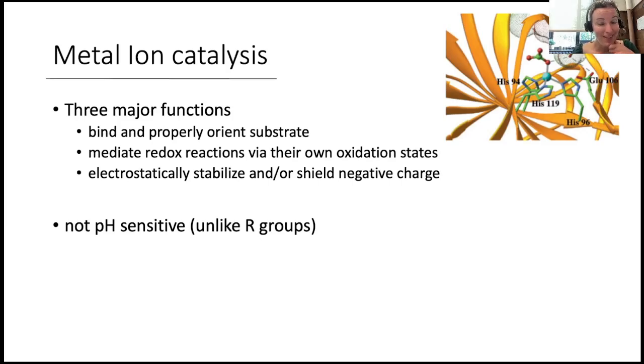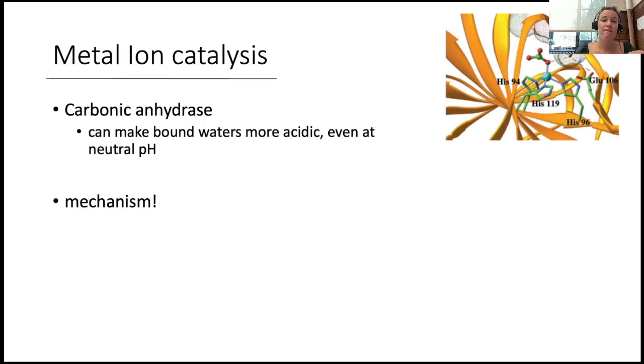Today we will see the metal ion do some electrostatic stabilization or shielding of negative charge. Something to keep in mind as well, folks: metal ions are not pH sensitive. Last time we were together, we talked about how these R groups are going to be the best at doing acid-base catalysis when pH is near pKa. Metal ions don't have a pKa, so that is not true for them. Finally, folks, we are going to see how a metal ion can make a water molecule more acidic, or more likely to give up its proton, even when the reaction is happening at a physiological pH of 7.4, which is more or less neutral.